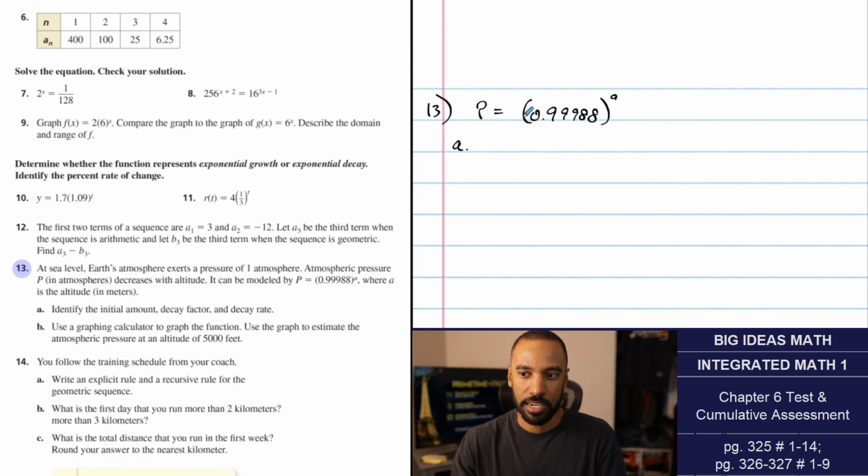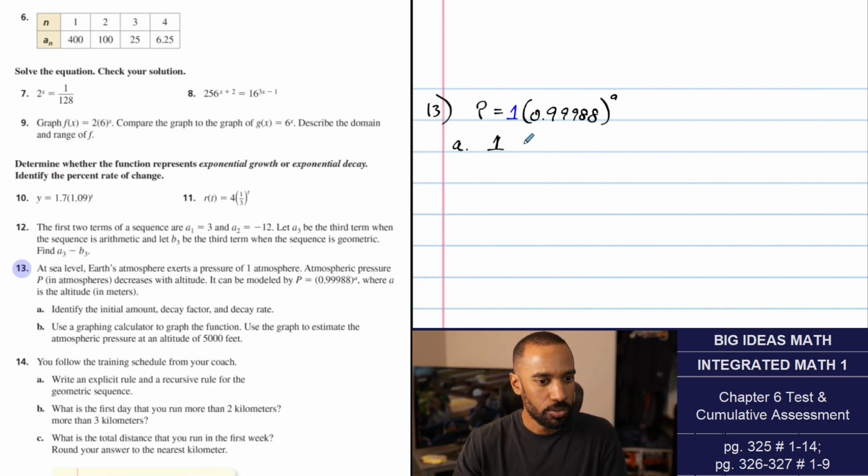So part A, the initial amount would have been the number in front of here. That's 1. Even though there aren't parentheses there, I could wrap it around and put that 1. So 1, how do they do? Is it ATM? I'm going to put ATM as the unit. 1 ATM is the initial amount. It asks for what? Decay factor and decay rate.